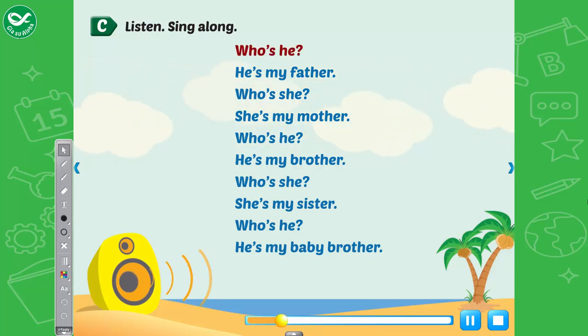C. Listen. Sing along. Who's he? He's my father. Who's she? She's my mother. Who's he? He's my brother. Who's she? She's my sister. Who's he? He's my baby brother.